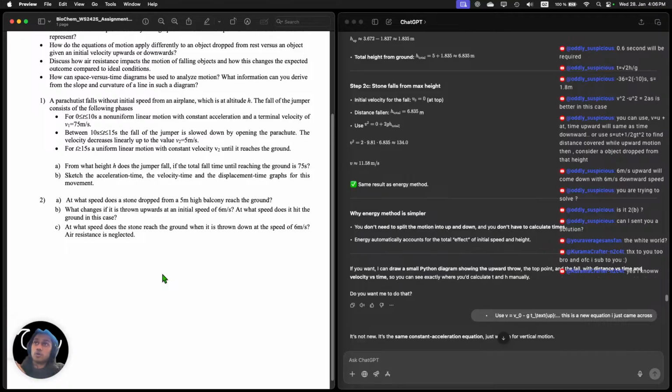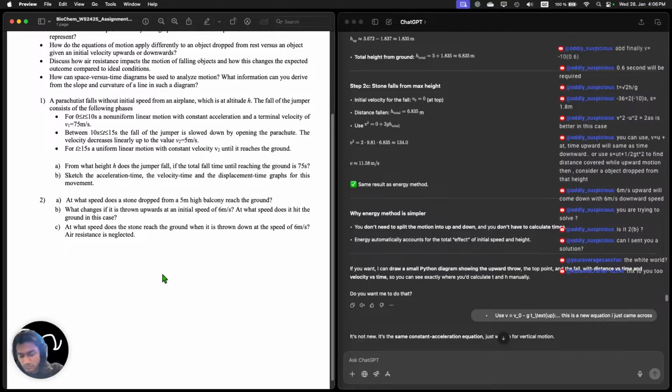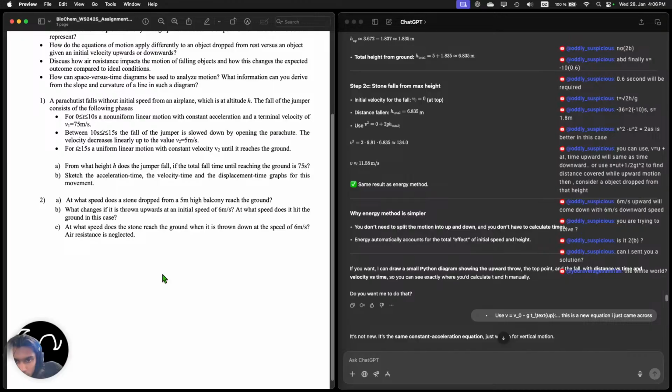So you are now throwing something downwards, right? V equals... I hate this. At what speed does the stone reach the ground? Finally V equals minus 10.6. No, 2B. V equals 6 meter per second, if that's the logic. But it's 11.